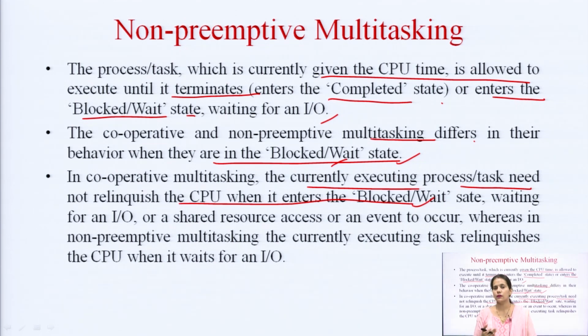So, once either the task comes in the blocked state or enters the wait state and it is waiting for the input output device, obviously, the CPU will not be needed by the task. So, in that case the task has to leave the CPU and let the other tasks use the CPU. So, this is the case which is different from cooperative multitasking. This is what is indicated here.